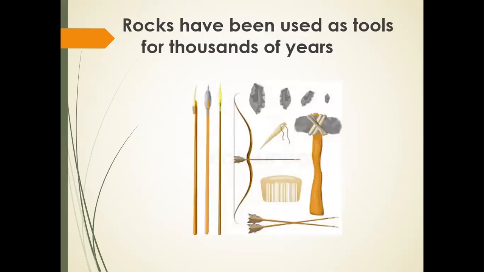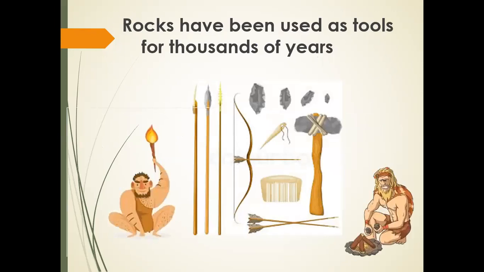Then we said that rocks have been used as tools for thousands of years. So many years ago, when people saw that there are rocks on the surface of the earth, they decided to use them. Used them as what? As tools. We said that they used them as weapons in wars. They used them for hunting. They used them for sewing, like this needle. They used them for combing their hair, as a comb. They used them to make fires, like this person, either to get warm or to cook something on it, a long time ago.